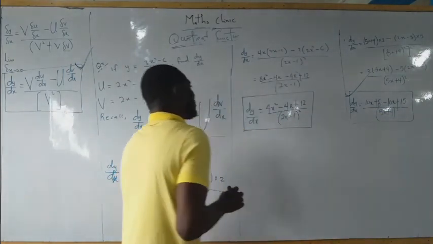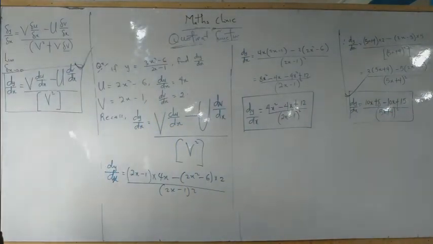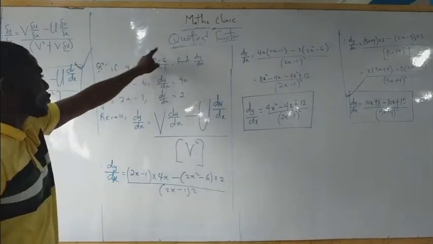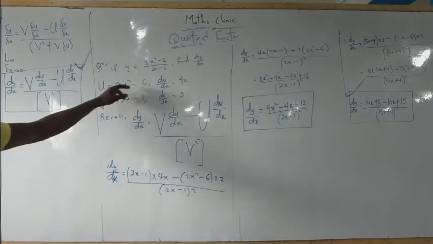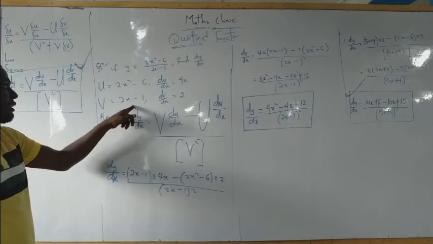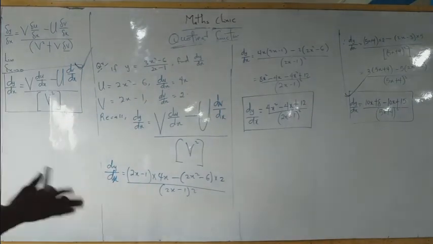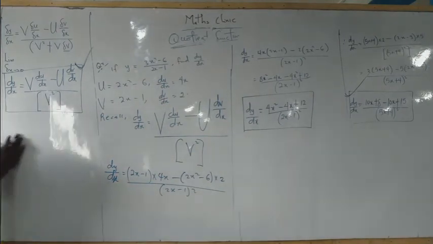Take note. This is the question. We are given y to be equal to 3x squared minus 6 over 2x minus 1. So u is this, v is this, du dx is this, dv dx is this. Try this and send your answer, please. Try this on your own.